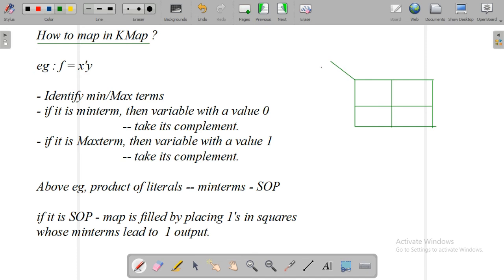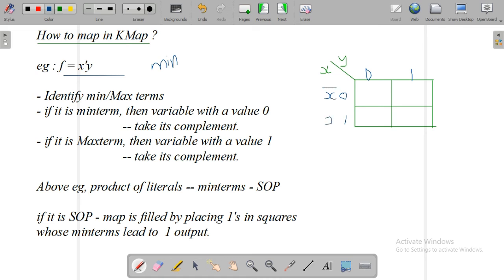Next, name the variable values. Here is the x value, and this one is the y. In the number system, x has two values, 0 and 1, and y also has two values, 0 and 1. So how do we name these? We know this is a minterm. For a minterm, 0 means we have to write the variable as x dash, the complement.